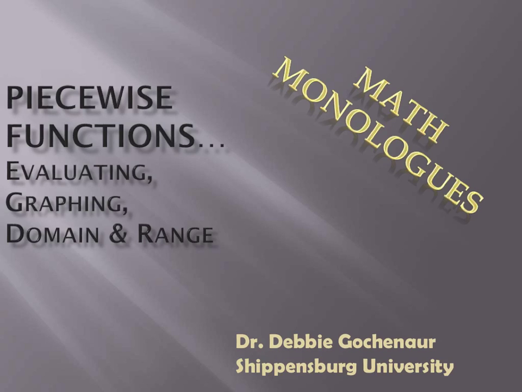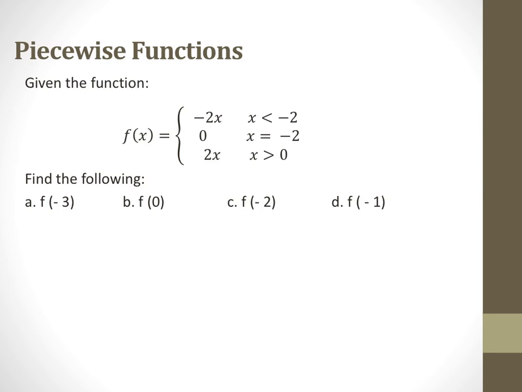Let's take a look at piecewise functions, from evaluating and graphing to domain and range. Piecewise functions are literally given to us in pieces. When x is less than -2, we get the function y equals -2x. When x is equal to -2, we get y equals 0. And when x is greater than 0, we get y is equal to 2x. So it depends on the x value what y value we're going to get.